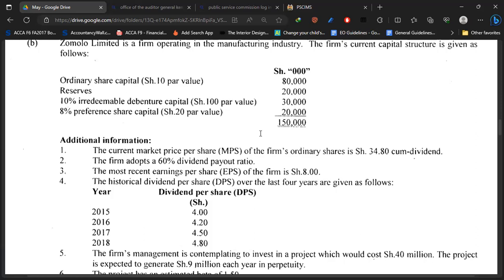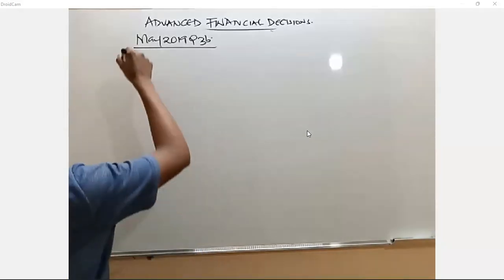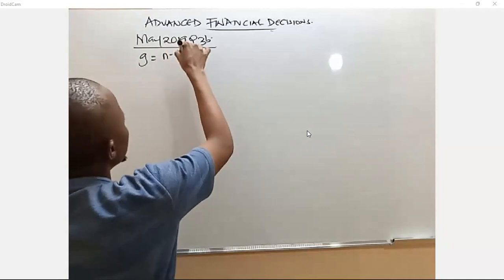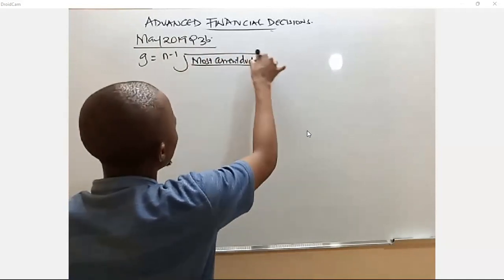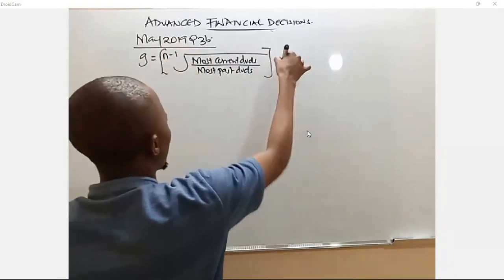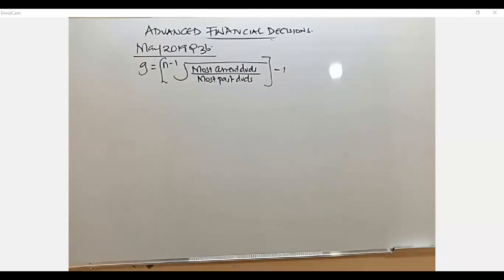Now, let's go directly to calculate the return on equity as required by the examiner. Allow me to do it using the formulas provided, which I was able to give you. Remember, I gave you some methods which we use to calculate the growth model. In this scenario, because we need to get our answer very quickly, we are going to be using both methods. In this case, we say take the n minus one root of the most current dividend divided by the most past dividend. Once we finish calculating all of these, we subtract one. How many years? The number of periods is provided there, and in this question we are given 4 years.